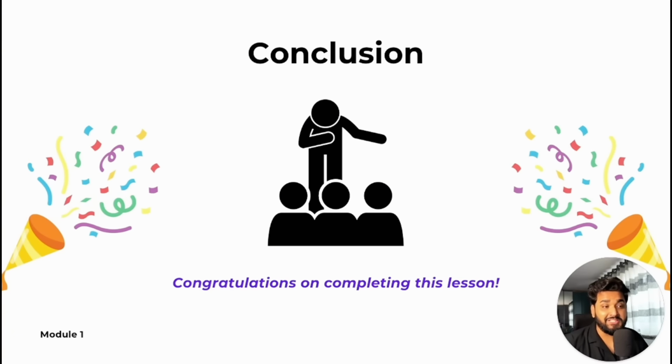Conclusion. Congratulations on completing this lesson. This lesson was so important for your foundation in German. You have learned the numbers. You have learned how to say the weekdays in German and the weekend also. And we also learned some related vocabulary. I also shared some rules for the numbers. You have to just practice according to the rules.